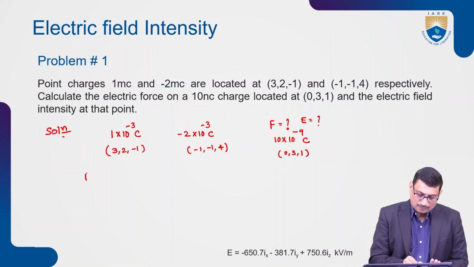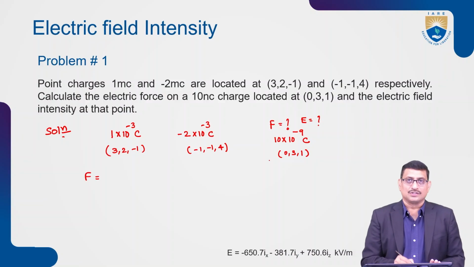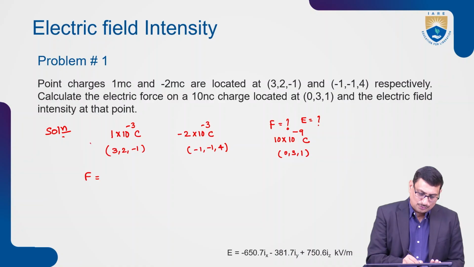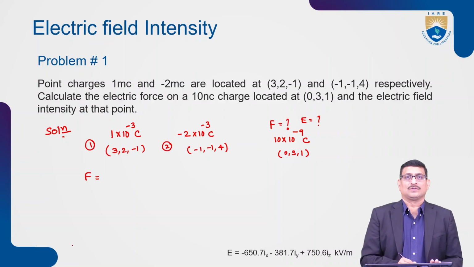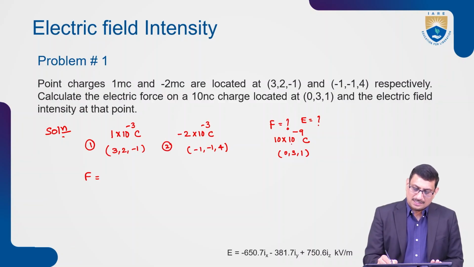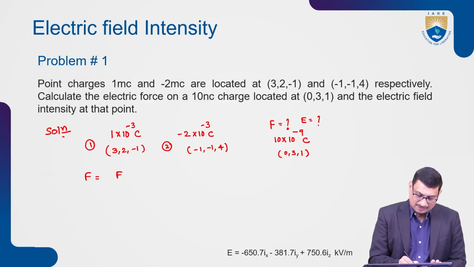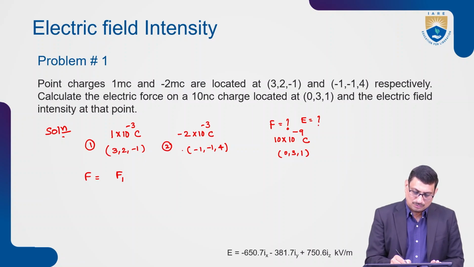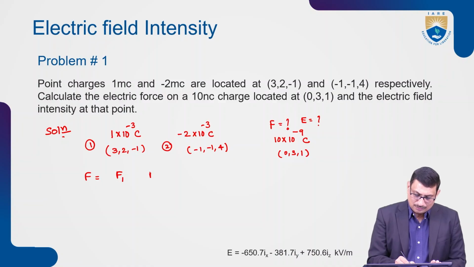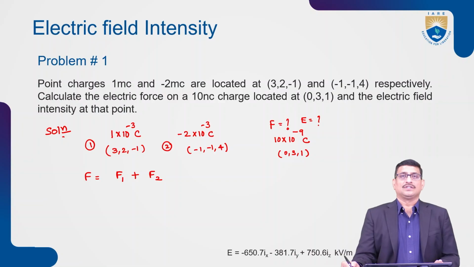So the total force on the 10 nanocoulomb charge is due to charge 1, the 1 millicoulomb, and also charge 2, the minus 2 millicoulombs. The force on the 10 nanocoulomb charge due to the 1 millicoulomb I will consider as F1. The force due to the minus 2 millicoulombs I can consider as F2. Therefore, the total force is the summation of these two forces: F is equal to F1 plus F2.